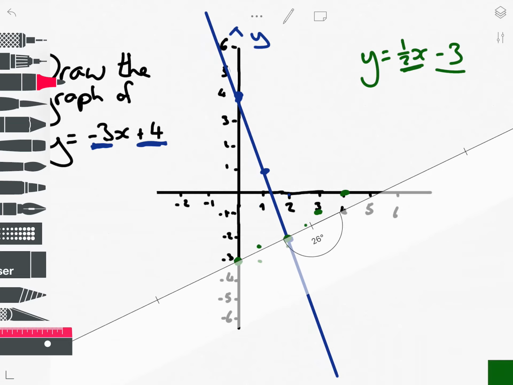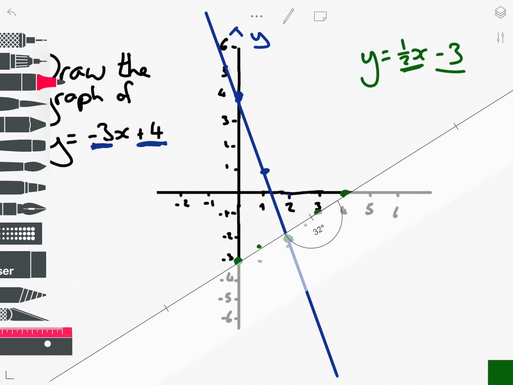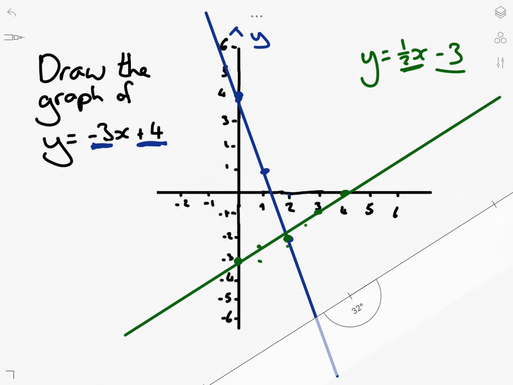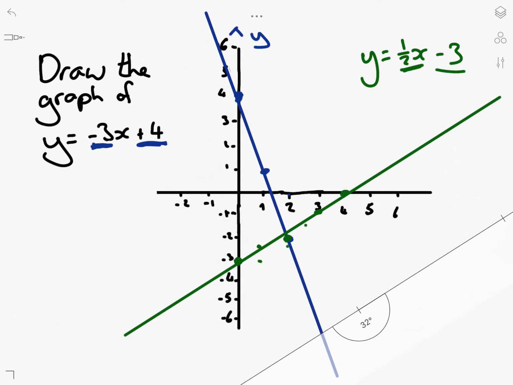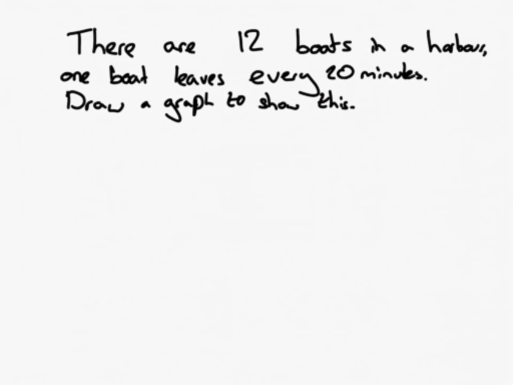Get your ruler, join them up. Mine's not very good. Again, with your squared paper, it should be much better. And there we go. Easy, fast, quick ways to draw straight lines. Just get the intercept, that's where you start, then count up the gradient.